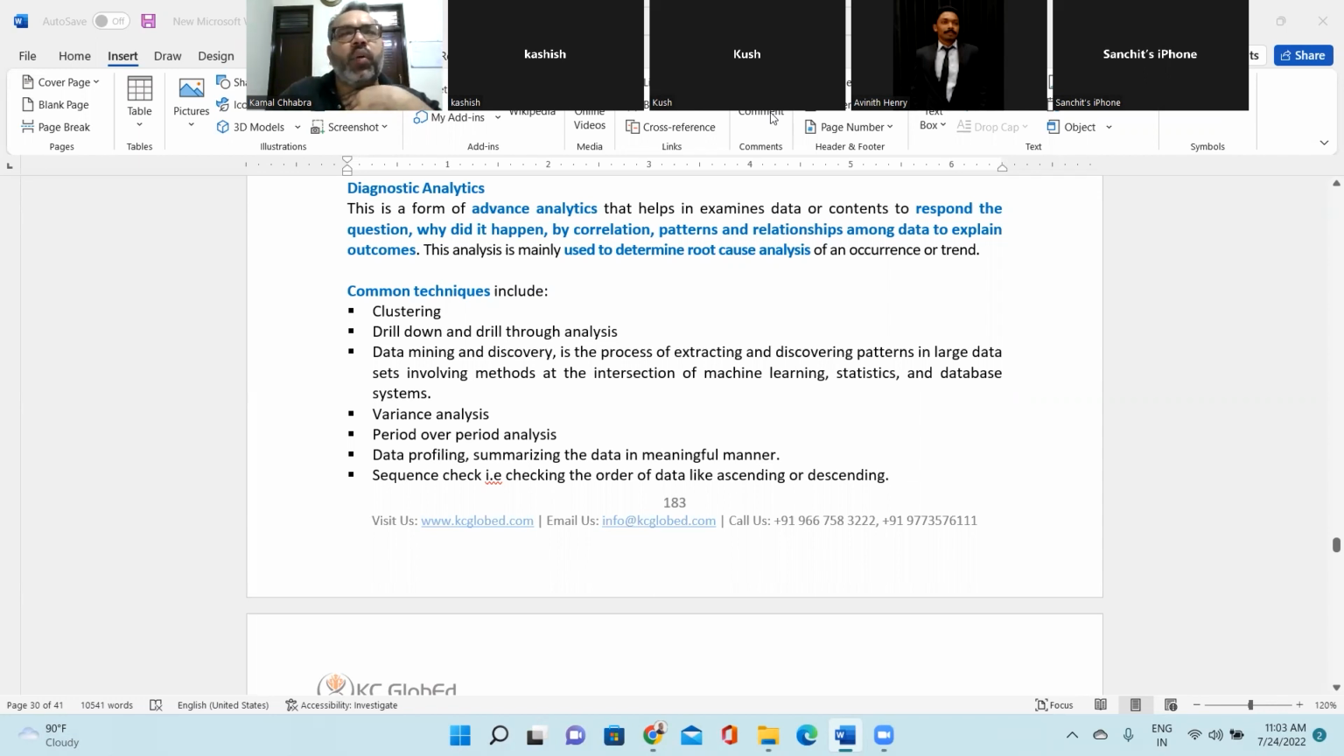Absolutely true. Are your sales orders or sales invoices sequentially numbered, right? So checking the sequence of your sales, purchase, document numbers, payroll employee numbers, that is called sequence check. Checking the order of data, either in ascending order or in descending order, that is called sequence check. So these are tools and techniques used for diagnostic analysis.